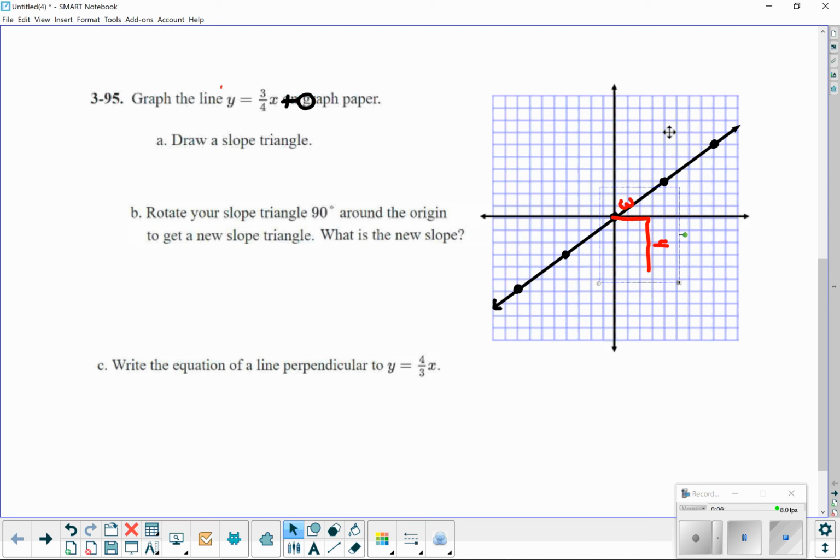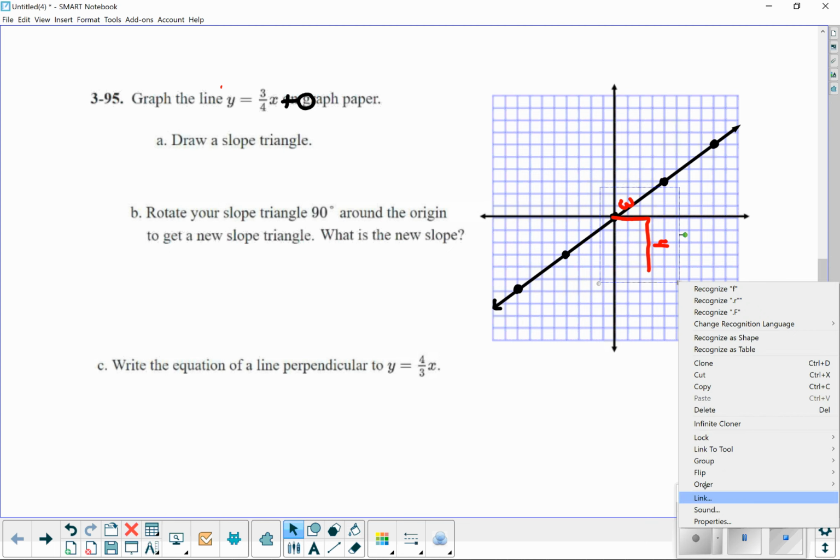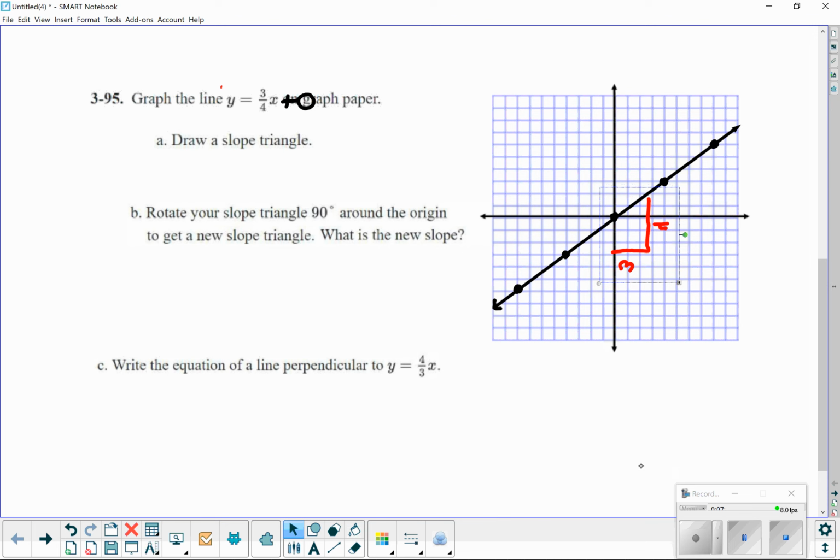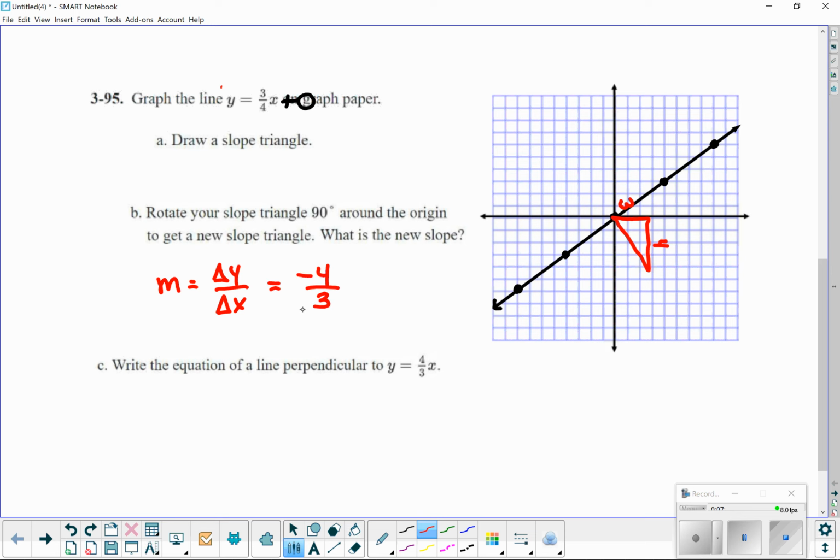So if I do that right there, then my new slope triangle, and let me just kind of flip around this way. That actually doesn't work. So I can write my slope triangle as down 4 and over 3, and my line would look something like that. So the new slope is going to be, remember the slope is the change in y over the change in x. The change in y is going to be down 4 and then go over 3.